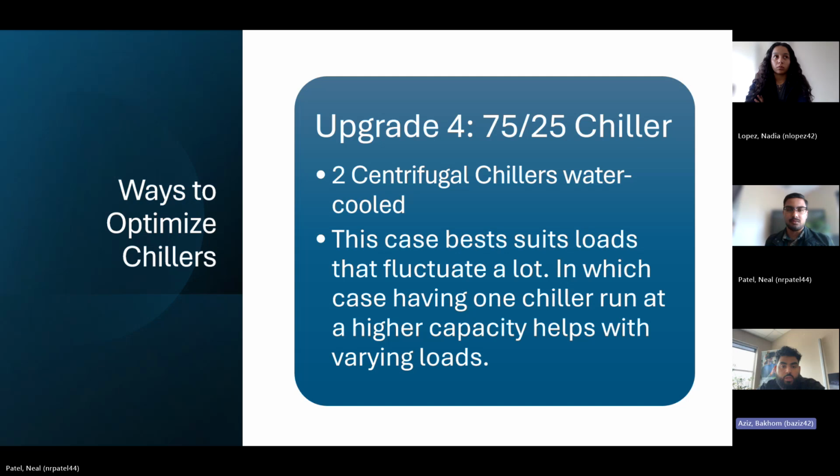And for this one, we had two centrifugal chillers, one running at 75% capacity and the other one running at 25% capacity. This one best suits loads that fluctuate a lot. So if you have one chiller running at a higher capacity, this helps with the varying loads.